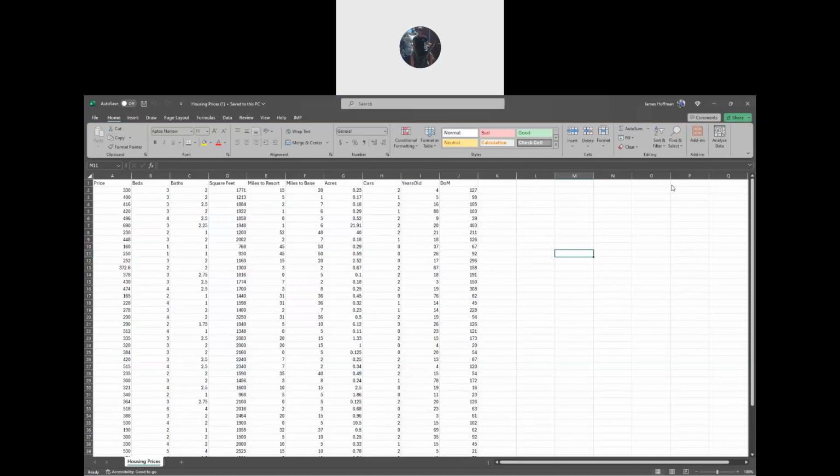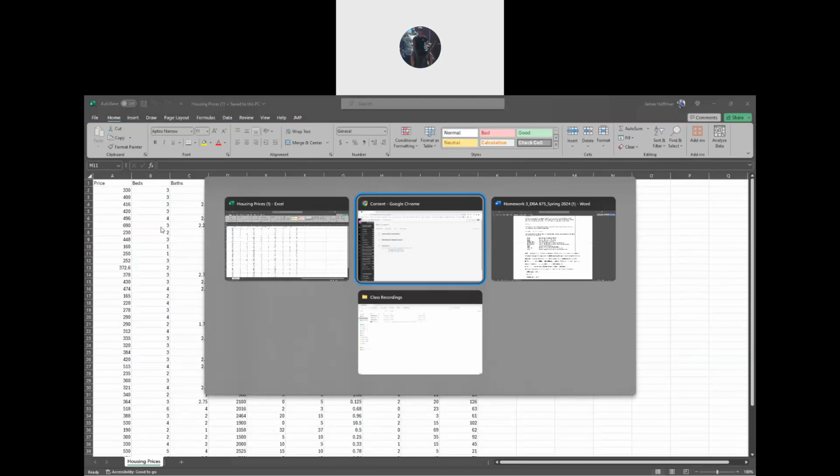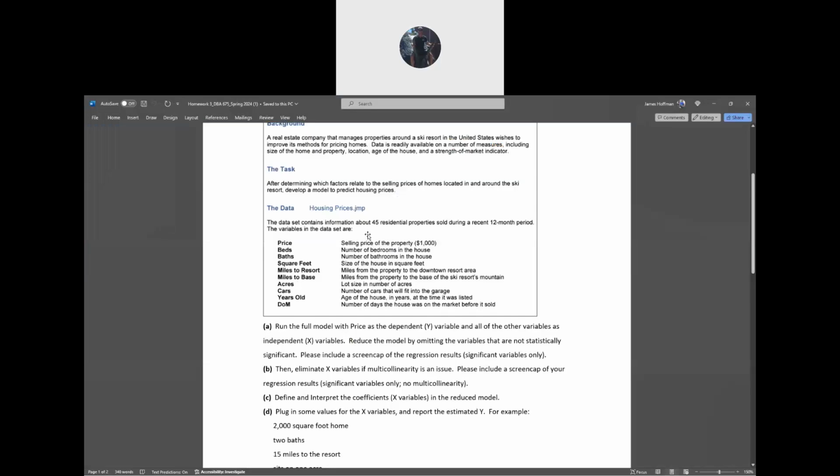Okay, so all the variables I read off should be here. So let's go through them and then look at them. All right, so we have the price of the home in thousands. We have the number of bedrooms in the house. We have the number of bathrooms in the house. We have square feet, size of the house in square feet.